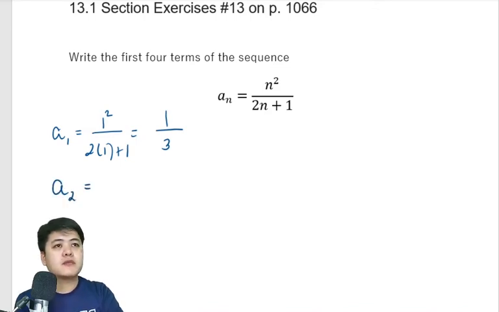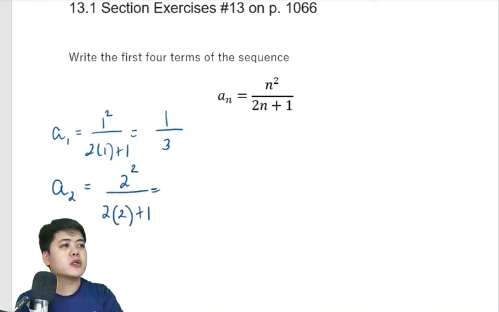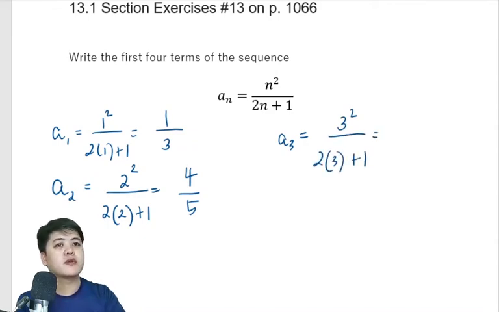To get the second term, substitute 2 to n, we'll have 2 squared over 2 times 2 plus 1. So 2 squared is 4. 2 times 2, that's 4 plus 1, that's 5. Let's get a sub 3. A sub 3, we substitute 3. You have 3 squared over 2 times 3 plus 1. 3 squared is 3 times 3. It's 9. 2 times 3. That's 6 plus 1, 7.